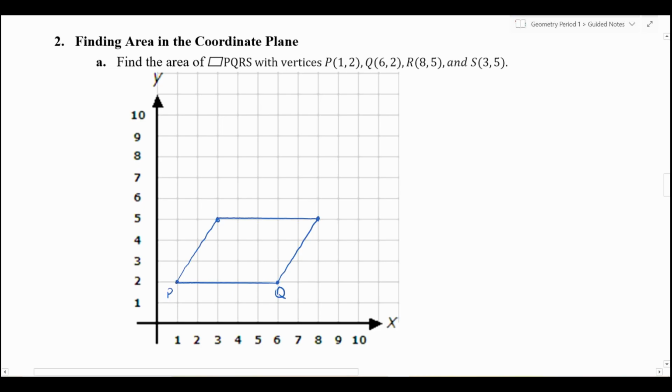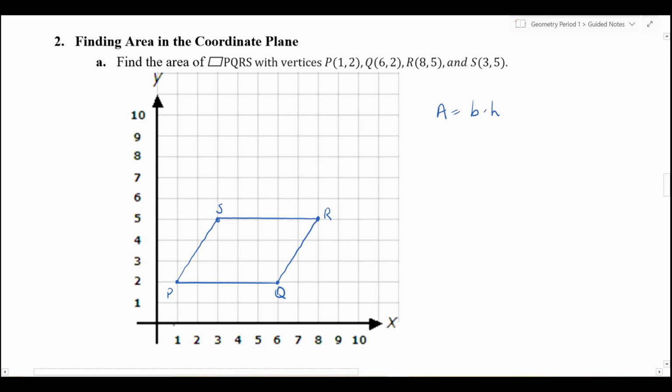So we have that. This point right here, what was it, 8, 5. So this is R, and this is S. Alright, so we know that the area of a parallelogram is area equals base times height. So we need to know what the base is. Well, I'm going to use P as my base. So how long is this base?